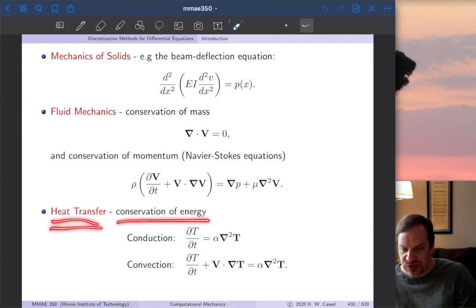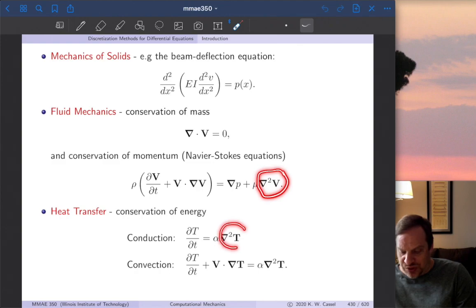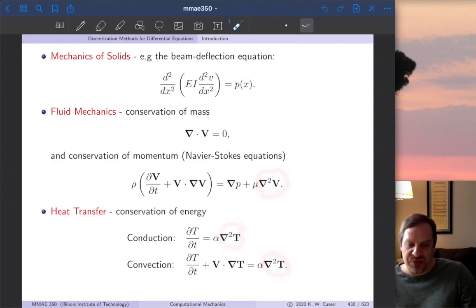This is conservation of energy, so you can see the conservation of mass, momentum, and energy. In conduction, where nothing is moving except the heat itself, then partial T partial t is alpha del squared T. So the del squared, you can see that here as well. This is what's called the Laplacian, and that represents diffusion of something. So diffusion of heat, diffusion of momentum, diffusion of species, diffusion of virus, whatever.